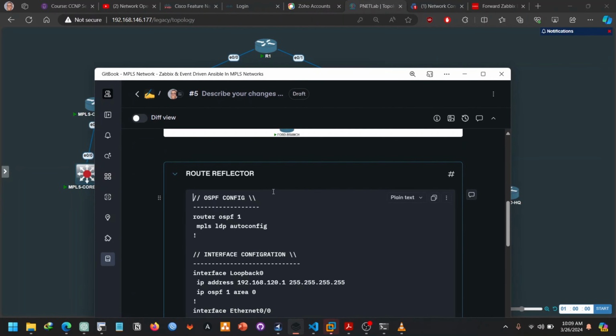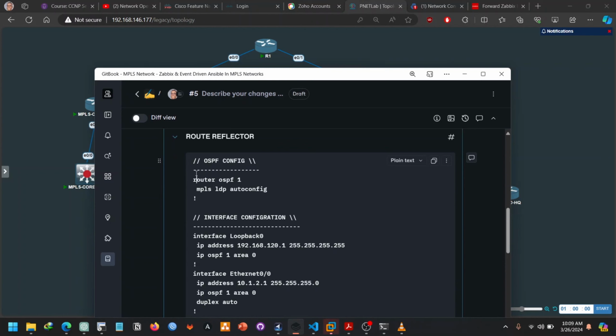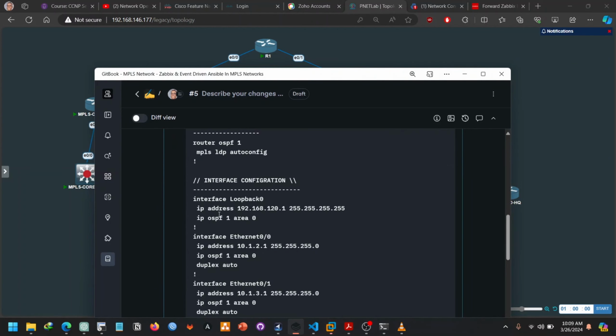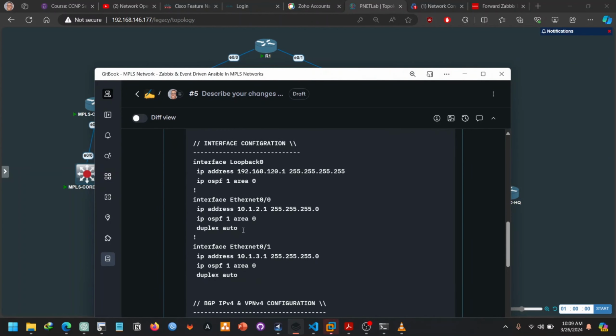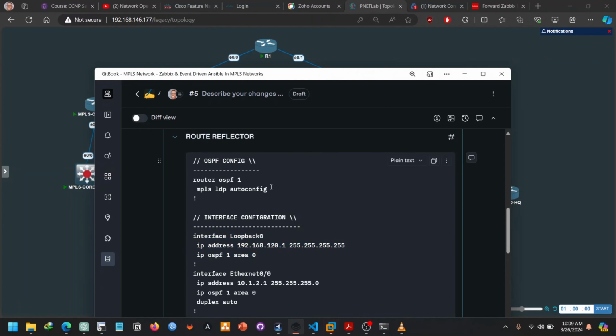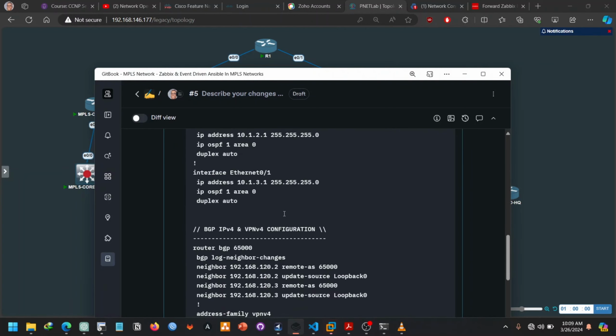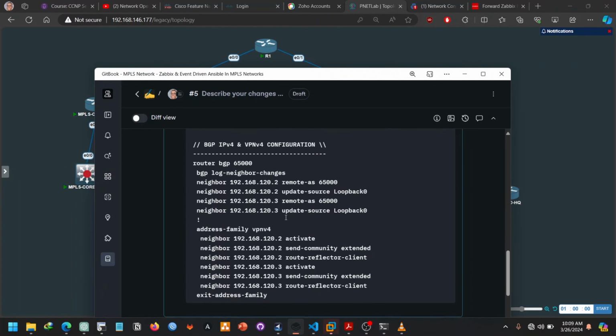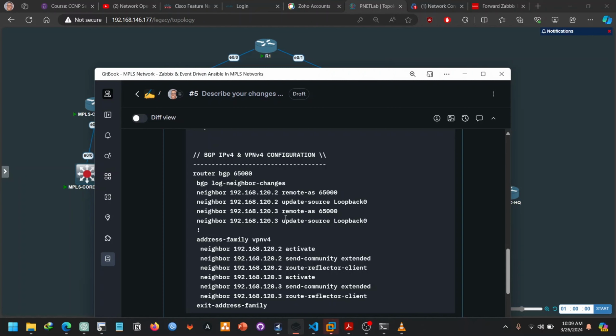Basically, what we have on the route reflector, which is router one, is OSPF configured over there. And then we have the various interfaces configured. We are advertising loopback 0, as well as the interfaces in the core MPLS network over here. And then I'm also advertising LDP through OSPF on all of the interfaces in the core MPLS infrastructure. I also have a BGP configuration for the route reflector.